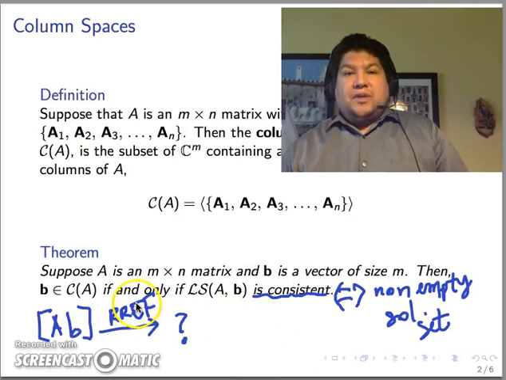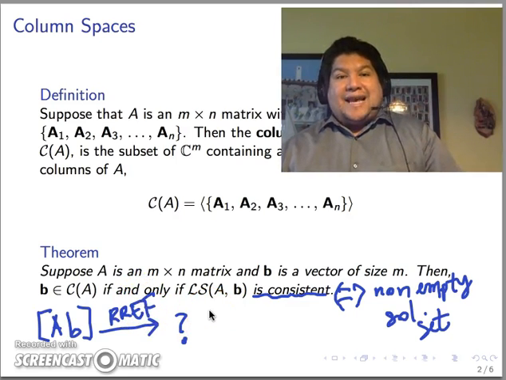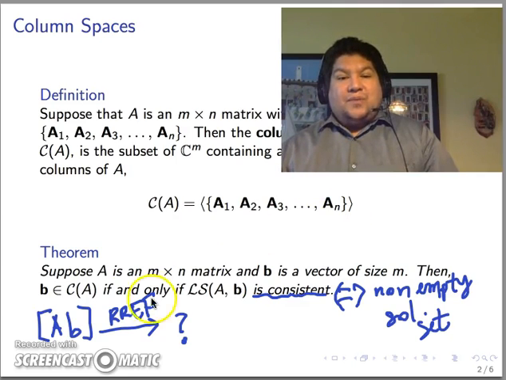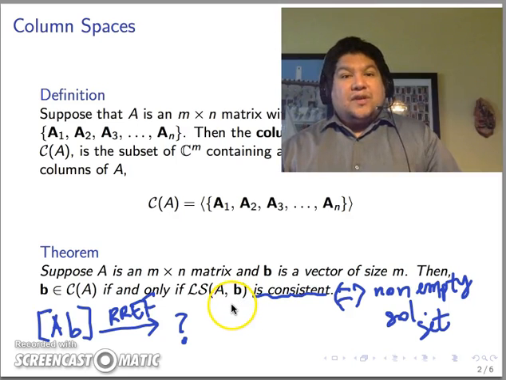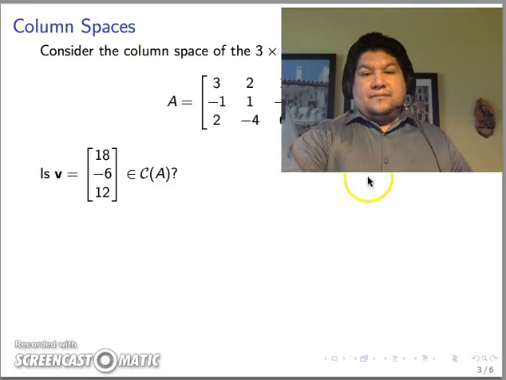Inconsistency is something that we obtain from the RREF. There would be a leading one placed on the last column. If that happens, there would be a solution set that is empty, which implies there is no membership. Okay, so the vector is part of the column space if and only if the solution set of this system is non-empty. In such case, there's a unique solution or infinitely many of them.